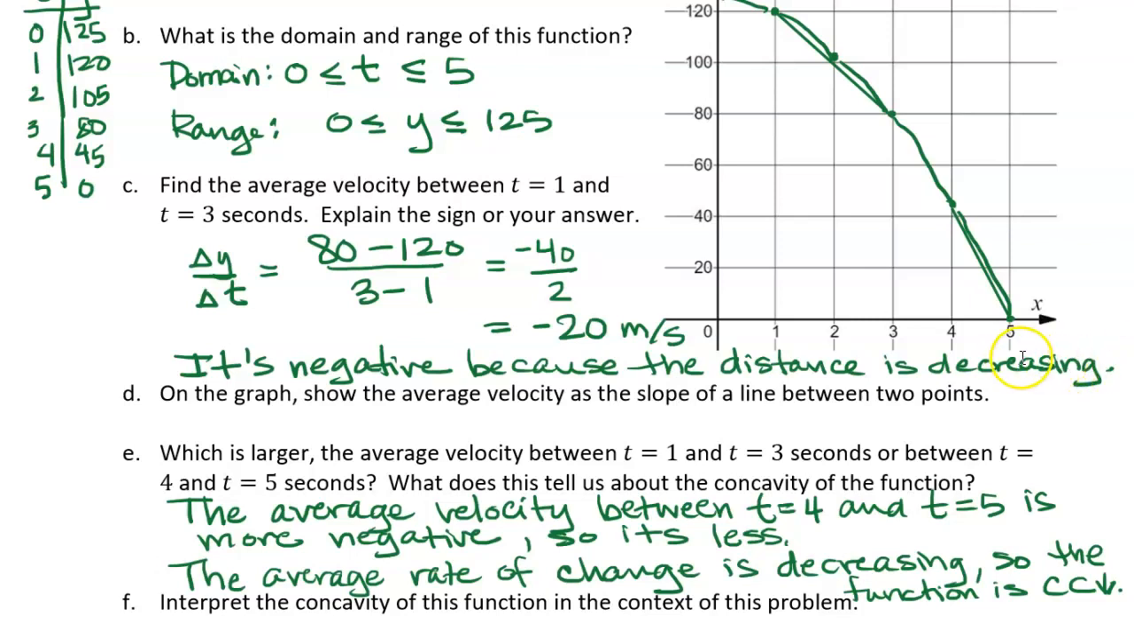But keep in mind, this is why I put the idea of speed in here as well: it actually is getting faster as it falls toward the ground. The speed of the object, the watermelon, is getting faster, but the velocity is becoming more negative. So the speed is greater from 4 to 5 than from 1 to 3, but it's more negative, so it's technically less, and thus the function is concave down.